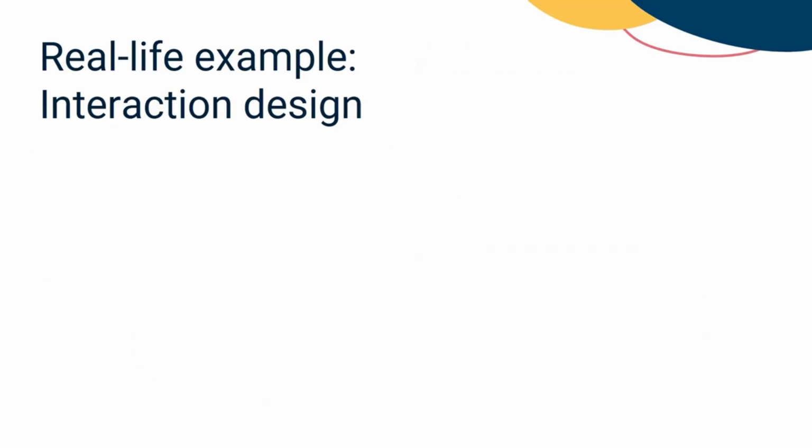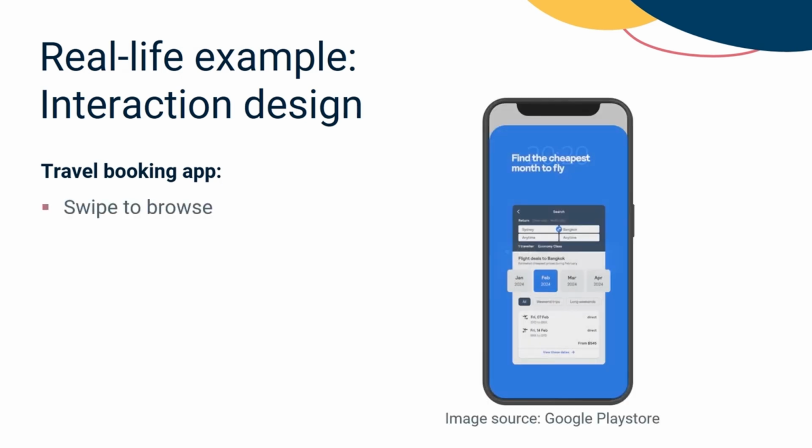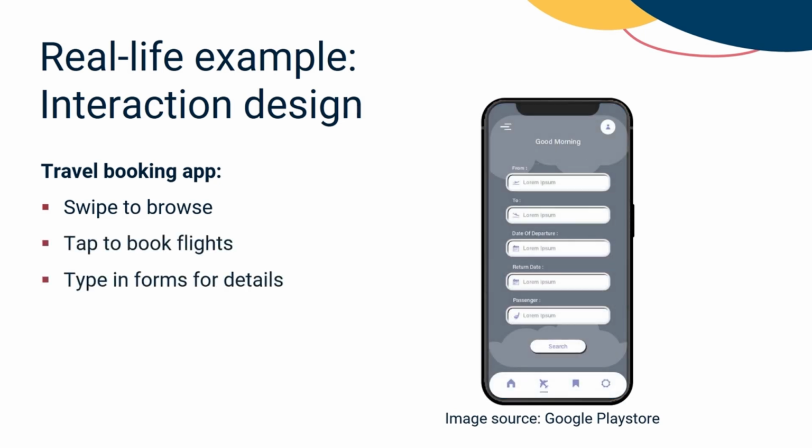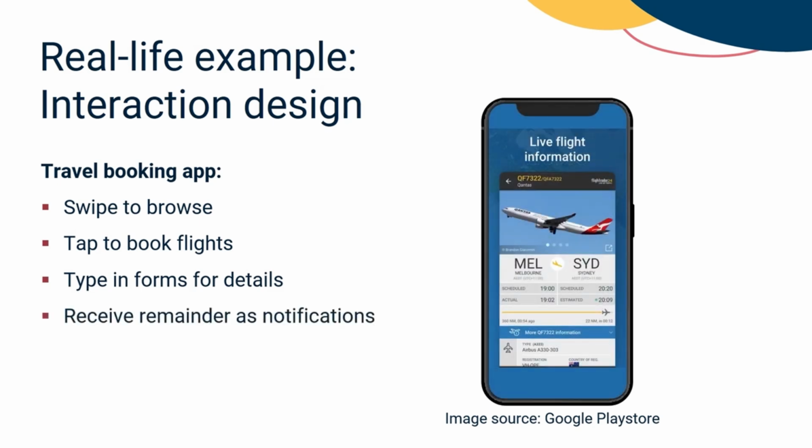Now, let us see how these interactions work in a real-world app. For example, consider a travel booking app where users search for flights, view prices, and book tickets. Users swipe to navigate options and tap buttons to book flights and enter passenger details. Forms gather all the necessary information for bookings. Notifications remind users of their bookings. Each interaction is designed to be straightforward, allowing users to complete bookings quickly and with ease.